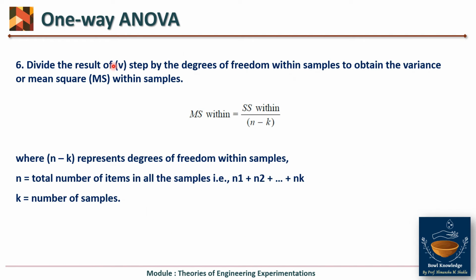Then divide the result of step number 5 again by degrees of freedom, because here also we want the mean of squares within samples. Here the degrees of freedom is n minus k, because now we are talking about 40 items. Let's say I have 4 samples and the sample size is 10. So here the degrees of freedom will not be k minus 1, it will be n minus k. The total number of items in all samples is 40, so 40 minus the number of samples, that is k. Keep in mind the degrees of freedom is not k minus 1, it is n minus k.